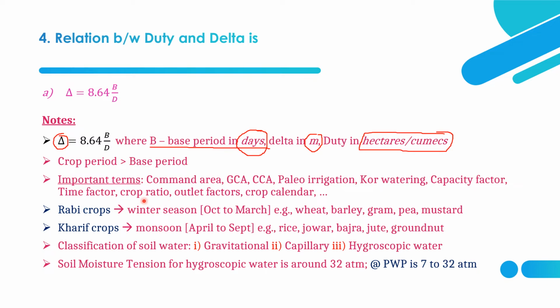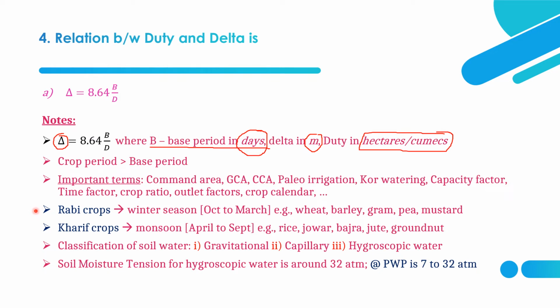And next, the crop ratio. That is nothing but Rabi Kharif ratio, and other things like outlet factors, crop calendar, etc. There are many terms regarding crop or water requirement of crop. Now, apart from that, we shall see what are Rabi crops and Kharif crops.